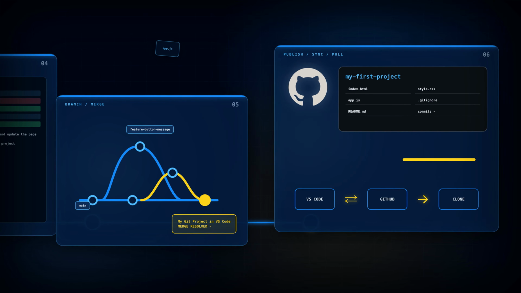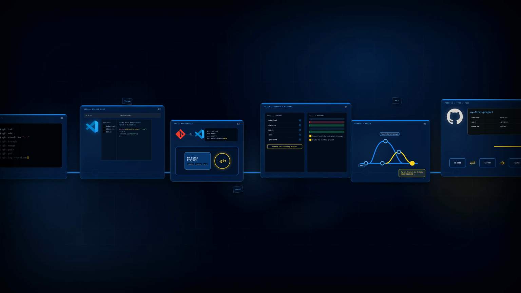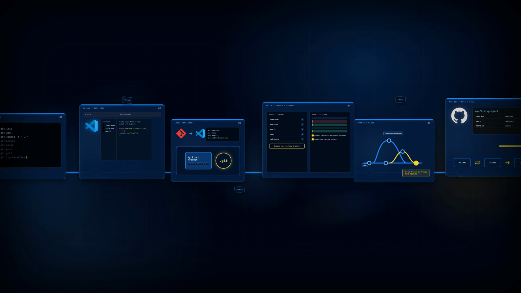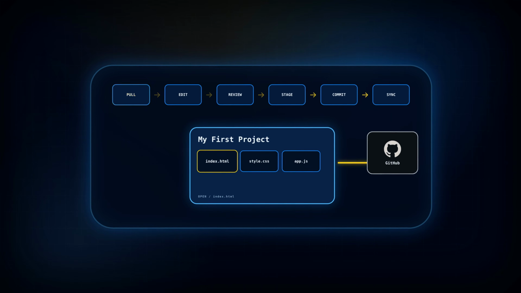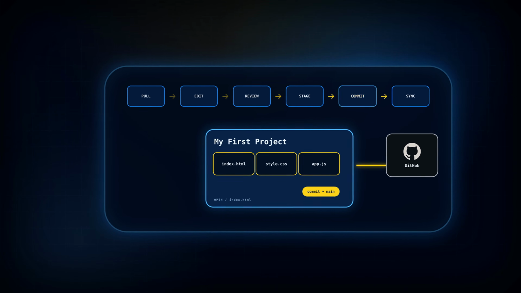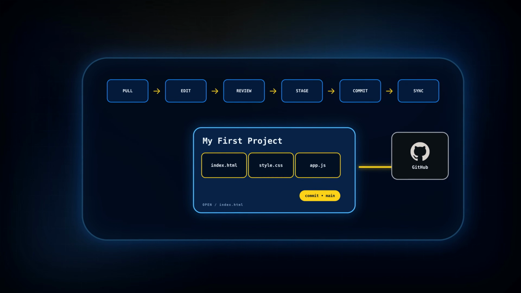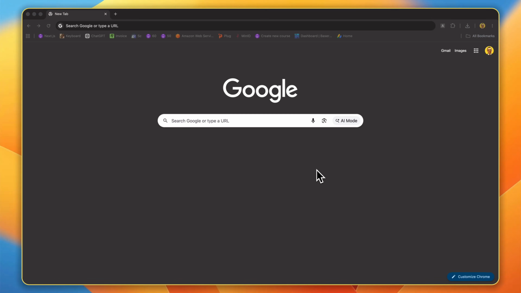We'll use a real project throughout the video so you can see exactly what happens to your files at every step. And by the end, you'll have one simple workflow you can use to manage your own projects with Git and GitHub. Let's jump right in.